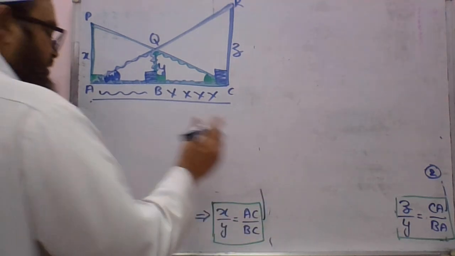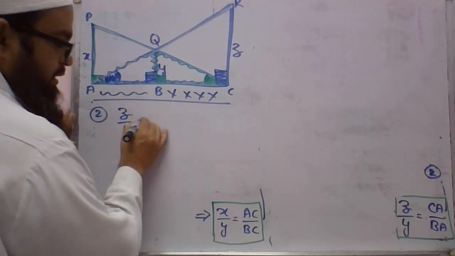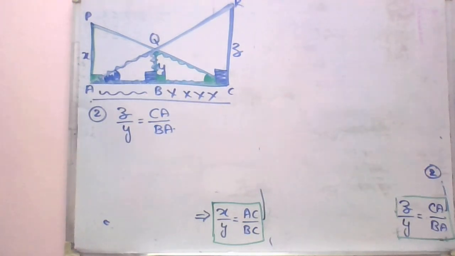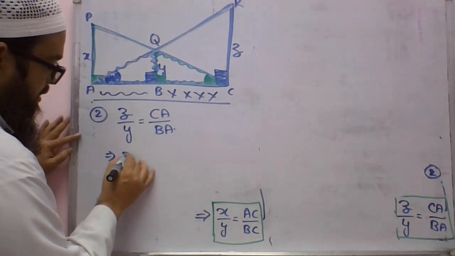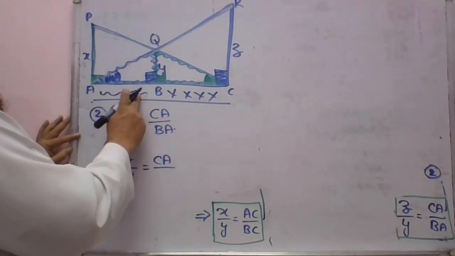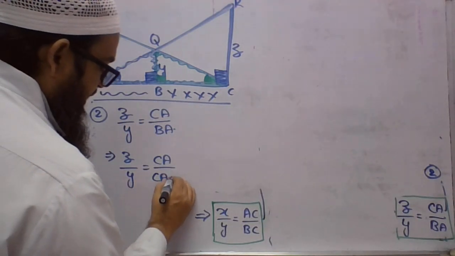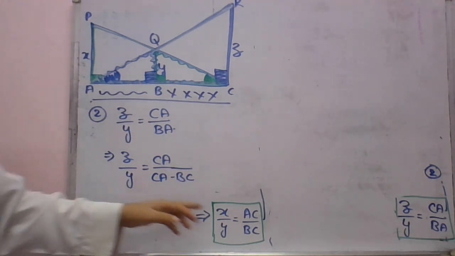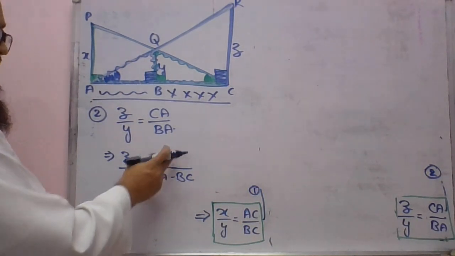So let me take the second equation. What is the second equation? Z by Y is equal to CA by BA. Understood, my dear students? Now instead of BA, can I write Z by Y is equal to CA divided by CA minus BC? Is it right? Why am I doing this? Because in the first equation I have BC. I wanted to make it in those terms.